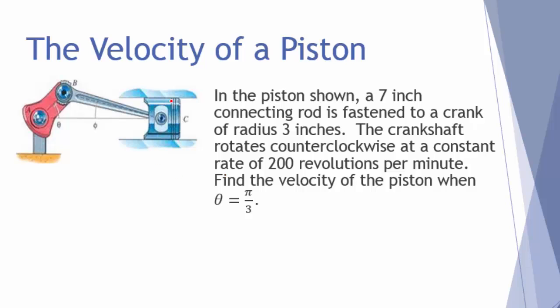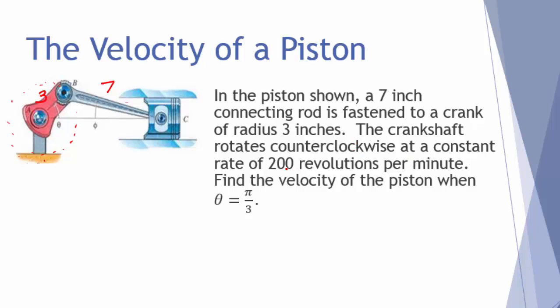radius 3 inches. So the connecting rod is this rod right here. It's the gray rod in the diagram. That is a constant 7 inches. And then it's fastened to a crank, that's this, of radius 3 inches. So this is a crank. Sometimes it's actually a whole circle that goes around here. The radius of that crank is going to be 3 inches. So from the center to the outside, which is here, is going to be 3.